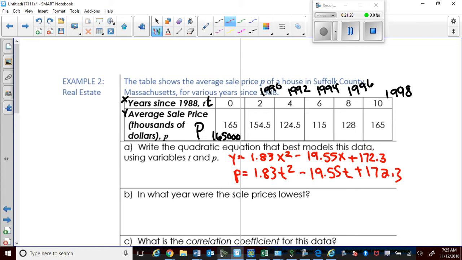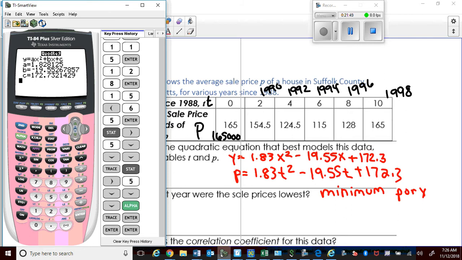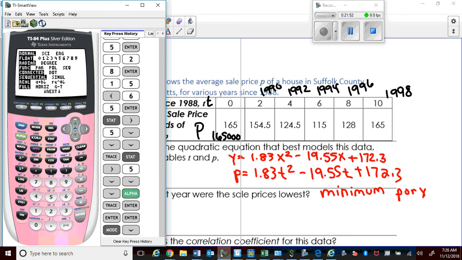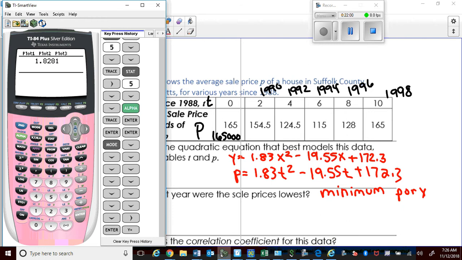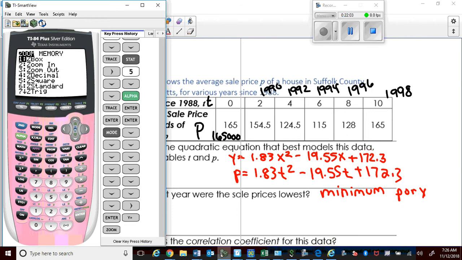And what year was the sale price lowest? So we're going to find the minimum. Keyword being lowest. The minimum P value, or Y value in this case. So we're going to use the graphing calculator for this process. And while I'm here, I'm just going to go ahead and go to mode and turn on stat diagnostics so I can get my correlation coefficient. There it is, and I press enter on, and I go to y equals, my equation's in there, press zoom, 0 for line of best fit. And there's my parabola, there's this curve.